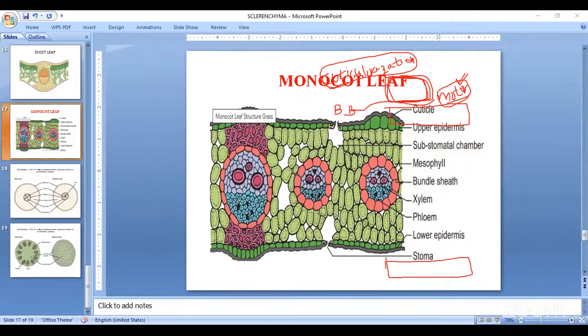In vascular bundle, first, the vascular bundles are randomly arranged in the dicot leaf, but in the monocot leaf, the vascular bundles are almost parallel in arrangement. And in the dicot leaf, the vascular bundles are dimorphic. That means small vascular bundles and large vascular bundles are there. But here, almost similar types of vascular bundles are present in monocot leaves, but very rarely they also have the dimorphic vascular bundle.